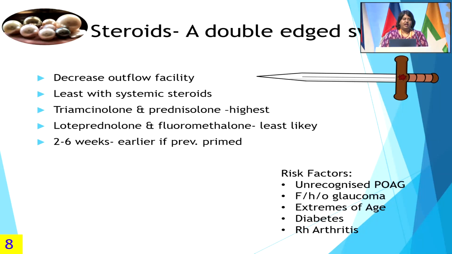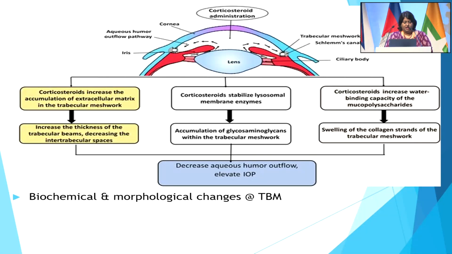But if the patient has already had a previous episode of steroid response, the next time you give it, it can manifest even the next day of starting steroids. So if the patient develops it immediately after starting steroids, it does not rule out a steroid response, because if the patient has earlier had a steroid response, it could immediately recur. The risk factors are unrecognized POAG, family history of glaucoma, extremes of age, both young and old, diabetes and rheumatoid arthritis.